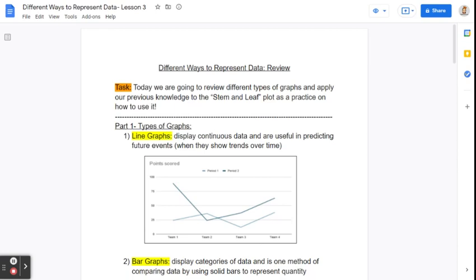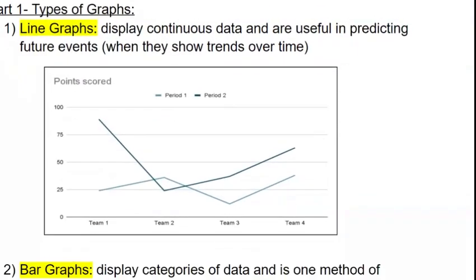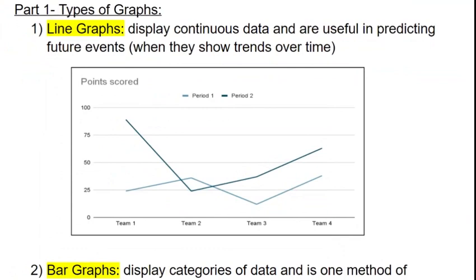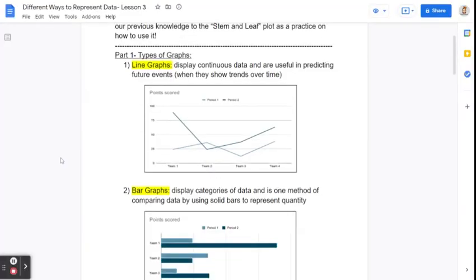Line graphs display continuous data and are useful in predicting future events. How? Because we look at the trends over time on the line graphs, and that helps us to make predictions for future events. Let's take a look at this example here. You have your title, your key, or the legend. In this case, it tells us which color is which, and you have your x-axis and the y-axis.